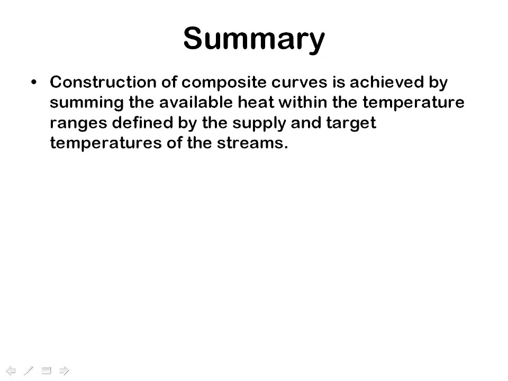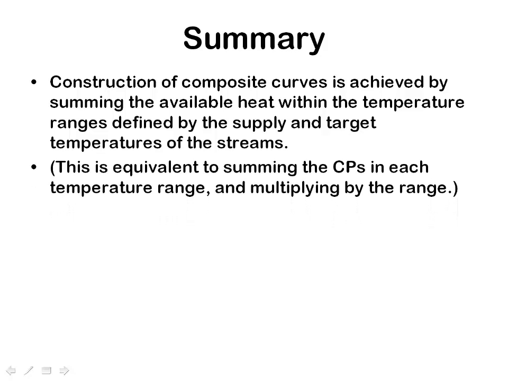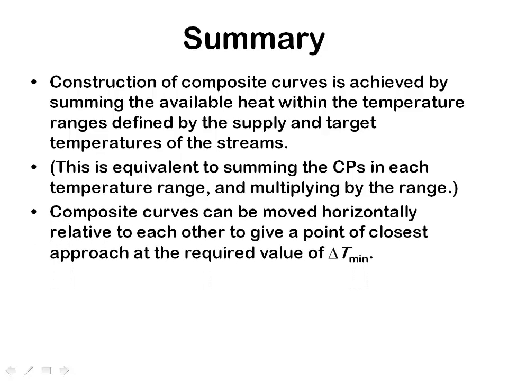So in summary then, construction of composite curves is achieved by summing the available heat within the temperature ranges defined by the supply and target temperatures of the streams. So we look at the streams, the supply and target temperatures that they have, and from those we work out what the relevant temperature ranges are that we need to tabulate our information in. This is equivalent to summing the CPs within each temperature range and then multiplying by the range. Composite curves can be moved horizontally relative to each other to give a point of closest approach at the required value of delta T min, and the point where this occurs is called the pinch.